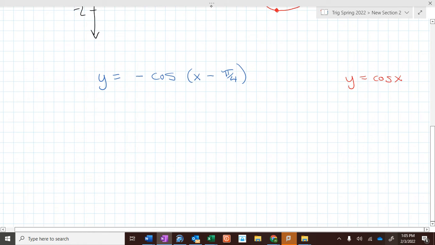Then, what minor little thing do I do to cosine of x before my final answer? What minor little thing do you see there? A negative in front of the cosine of x. So I'll graph the negative cosine of x, and then I'll graph this one. So again, I'll make 3 graphs on this one.